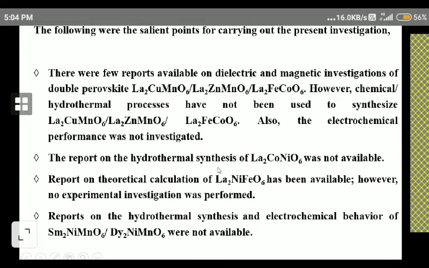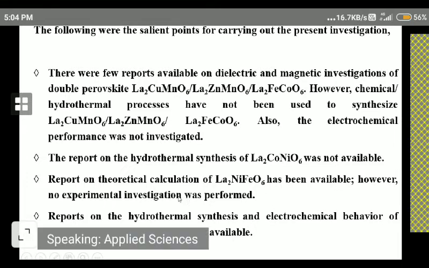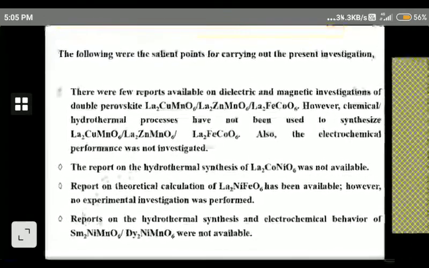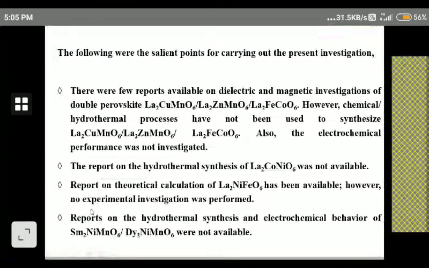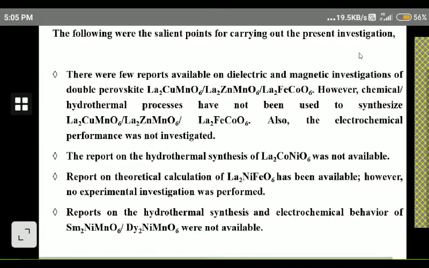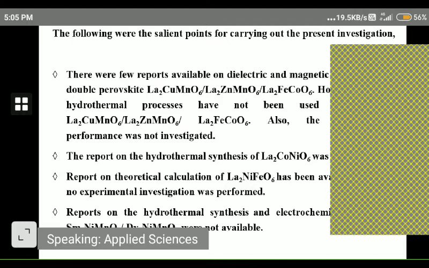Then the report on hydrothermal synthesis of this was not available. A report on theoretical calculation of this is available, so experimental investigation has not been performed. That means this material has not been synthesized experimentally, but theoretical calculation is available. And reports on hydrothermal synthesis and electrochemical behavior of these materials were not available. So you did a deep literature survey and established a few facts: some reports are not available, some properties have not been investigated, or some materials have not been synthesized. This is a part of the PhD investigation, so the objective has been set in detail.